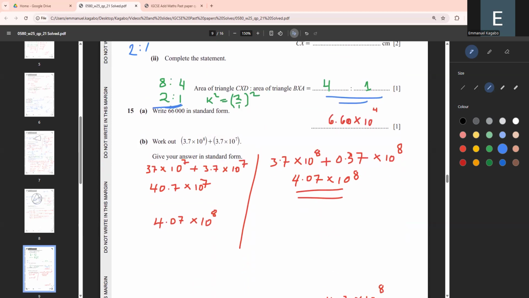Good. They said write this one in standard form. So the decimal point is here. 1, 2, 3, 4. So it's going to be 6.6 times 10 power 4.